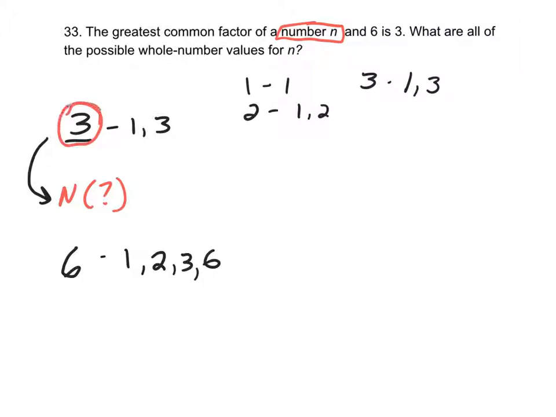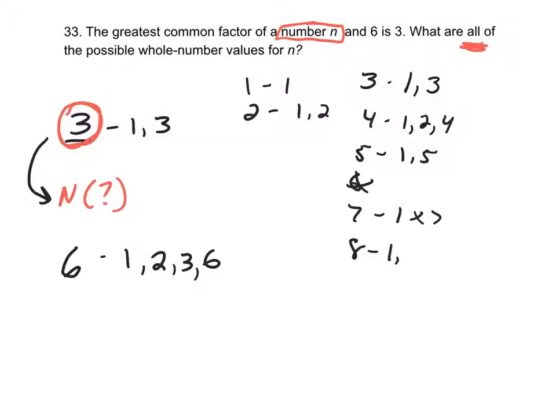This is definitely a winner, but this says what are all of the possible solutions? So 3 would work. Let's do 4. Would 4 work? 1, 2, 4, no. 5. See, I just worked through 6. We can't use 6, we already have it. 7, no, 1 and 7. 8, 1, 2, 4, 8. No, that doesn't have any 3s in it. How about 9? 1, 3, and 9.